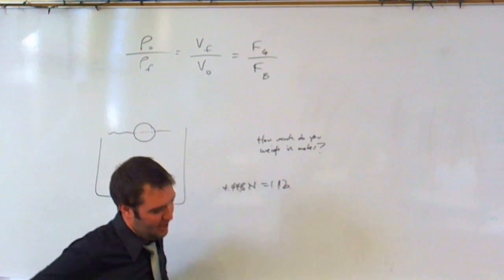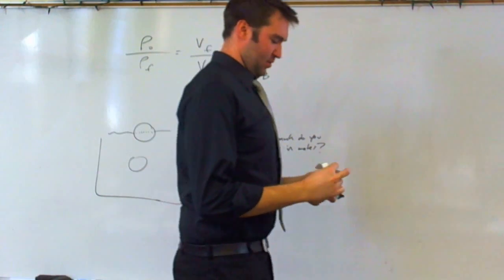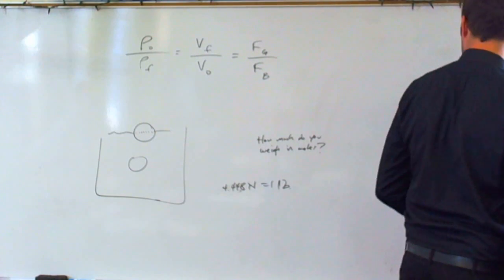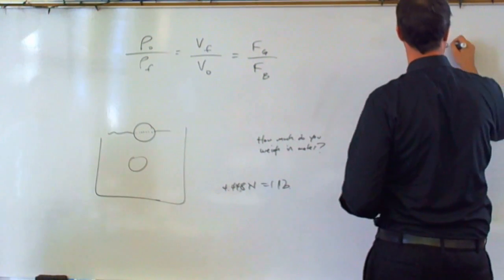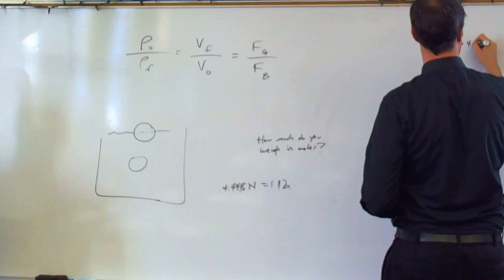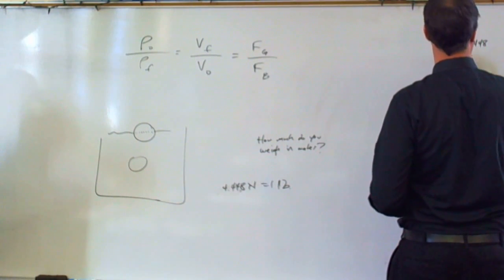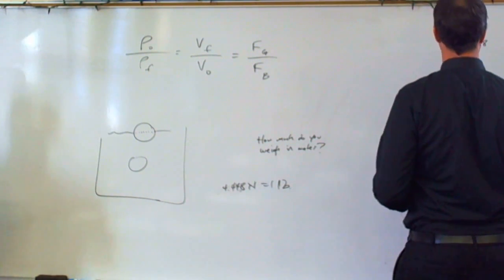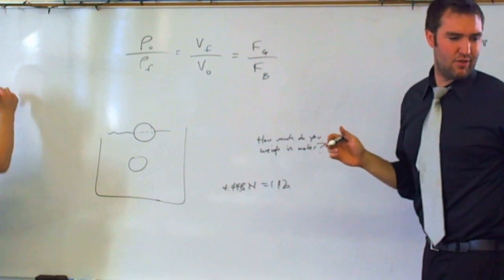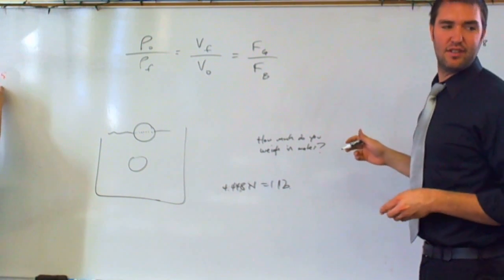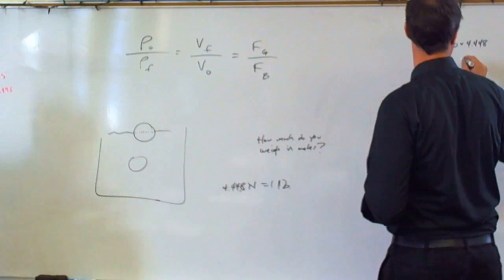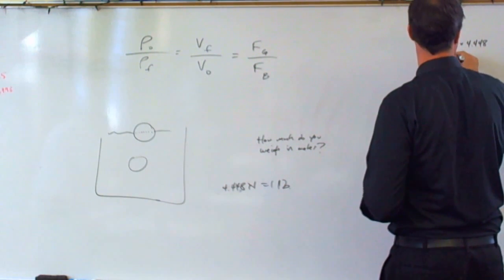Go ahead, guys. I'll do mine on the board. I'll do mine on the board too. If we already know our kilograms, we just multiply that times 2. Yeah, that's fine. What's 210 times 4.448? 934.08.